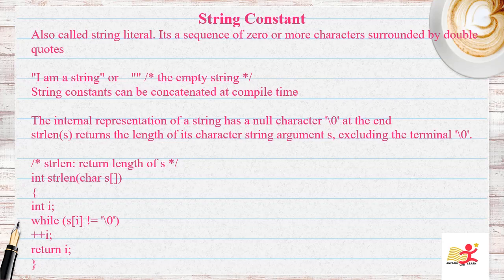Then you can see a while loop which checks whether s of i is not equal to \0. That means it is a valid character, so i will be incremented. Whenever s of i is equal to \0, it will come out of the while loop, and by that time i will be holding the length of the string. And string length and other string functions are declared in the standard header file string.h.